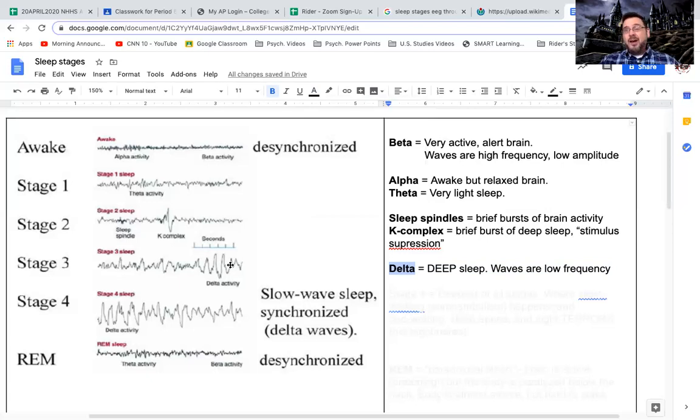Delta waves represent deep sleep. Our muscles are very relaxed. Our brain is almost turned off. Heart rate very slow. Blood pressure, body temperature very low. This is deep sleep. And we can see this even more in stage 4.